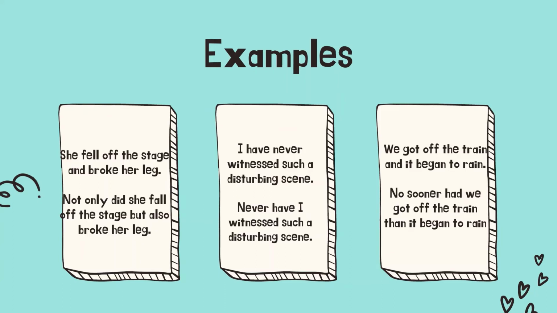So for this case, you can use not only but, because it implies that two events happened at the same time, one before another. So you can say, not only this happened, but also that happened. So the sentence would be like this: Not only did she fall off the stage, but also broke her leg.